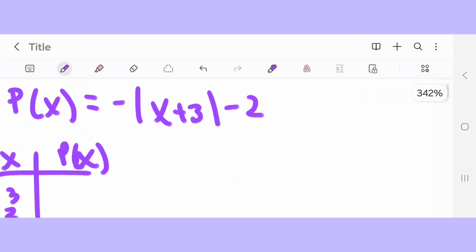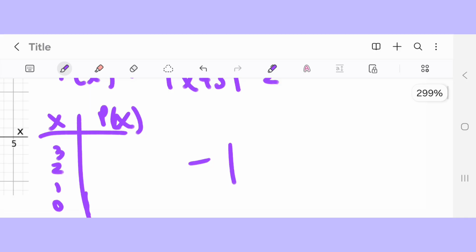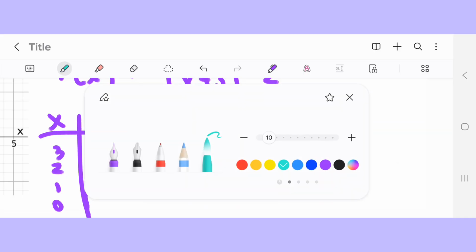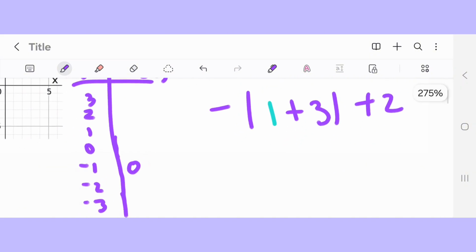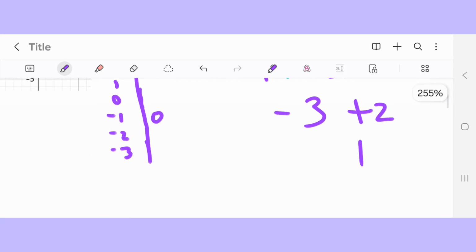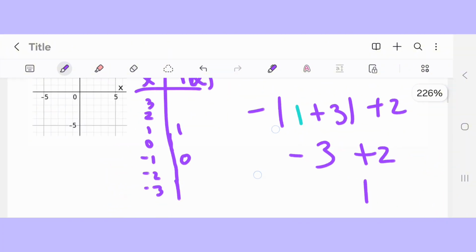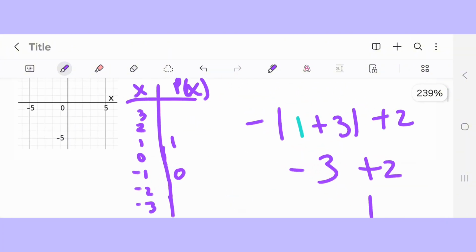So I'm going to actually do 1 this time. So I'm going to do negative absolute value of 1 plus 3, absolute value, plus 2. Okay, so we know that's 3. The absolute value of 3 is 3. We're going to add a negative to that, plus a 2, and that becomes 1. So I'm going to add a 1 right here, and then we're just going to continue on that pattern. So I'm going to fill out this table and we're going to come back.